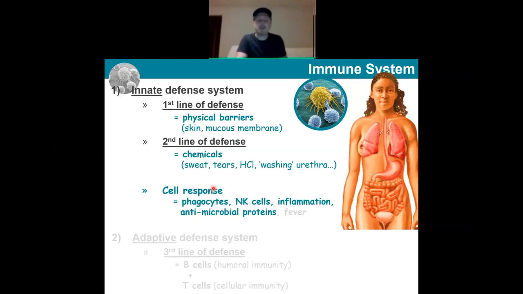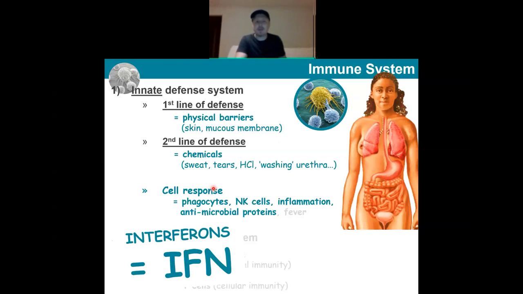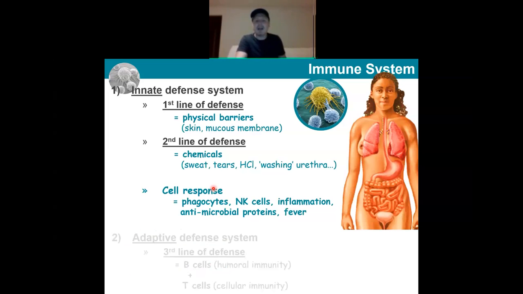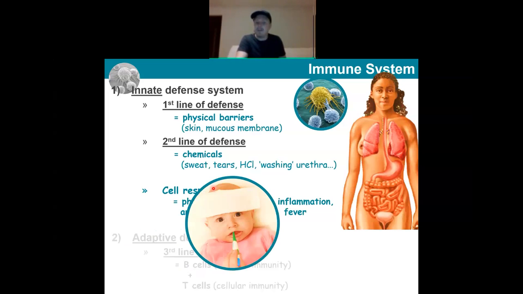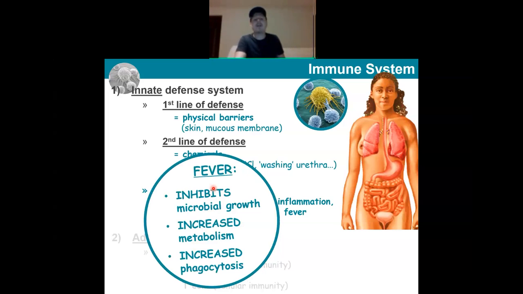Let's then have a look at two last ones. We have antimicrobial proteins. These are not often our interferons. And then we have fever. Fever is a sign that our immune system has been activated, but it also serves in a positive way of our recovery. It inhibits the microbial growth at that area.